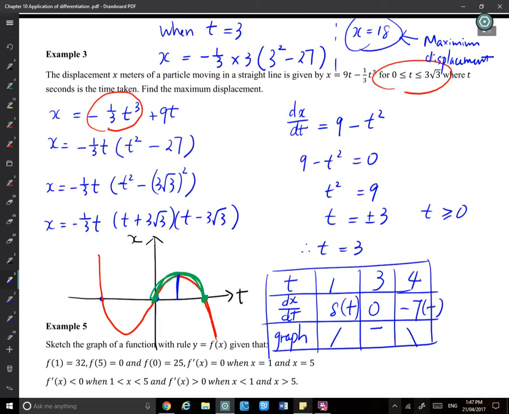Okay, that's the easy case of displacement and velocity. You did not really talk about velocity at all. It's just about how to find the maximum point of a graph.